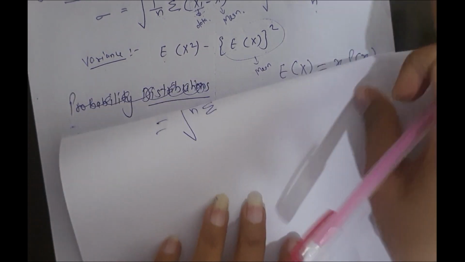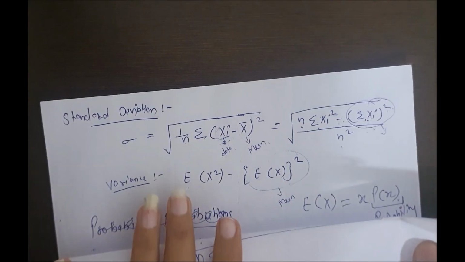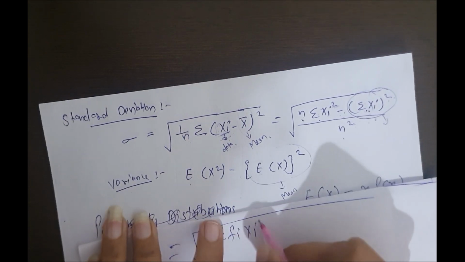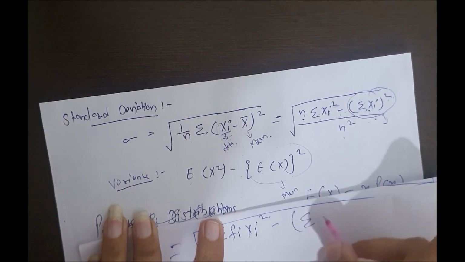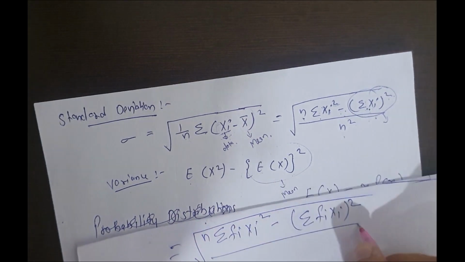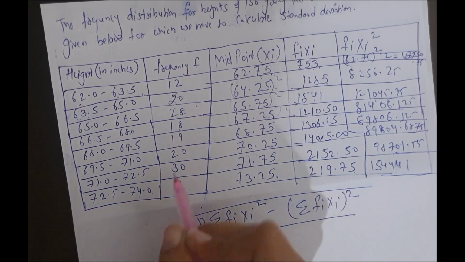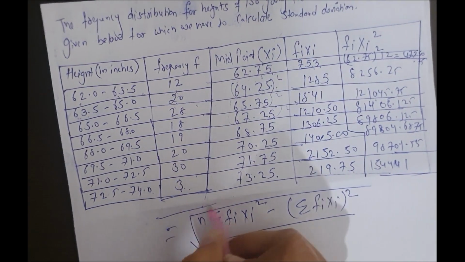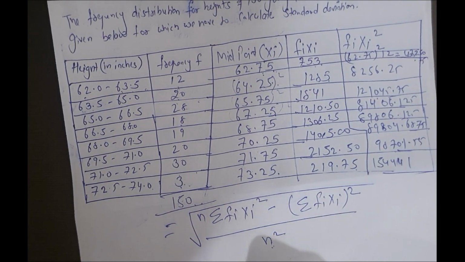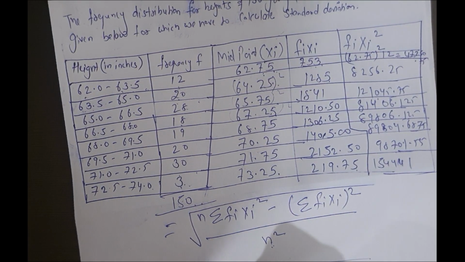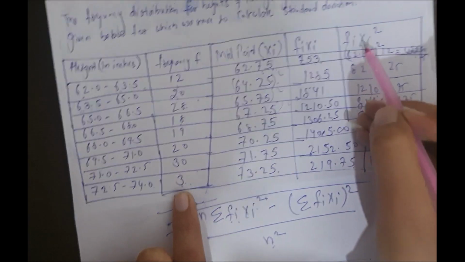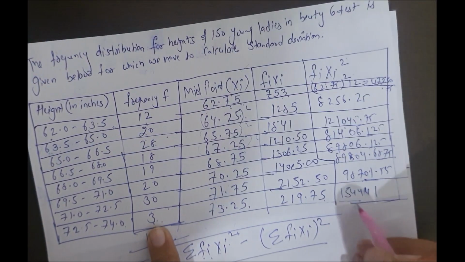Now I am writing the formula, that is summation of fi xi square minus summation of fi xi whole square upon n. Here n is the summation of fi, which will come out to be 150. Add this and it will come out to be 150. Now put it here, 150, and this is summation of fi xi square.